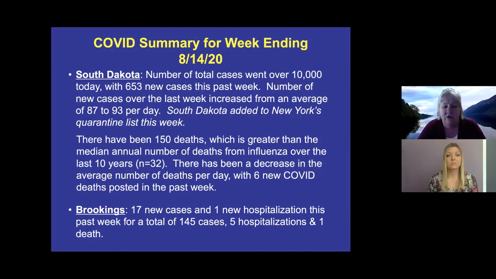There have been 150 deaths, which is greater than the median annual number of deaths from influenza, which is 32. So we're about 5 times the number of flu deaths that are typically seen. There has been a decrease in the average number of deaths per day, with 6 new COVID deaths posted in the past week. In terms of Brookings, we've had 17 new cases and 1 new hospitalization this past week. So we have a total of 145 cases, 5 hospitalizations, and 1 death.